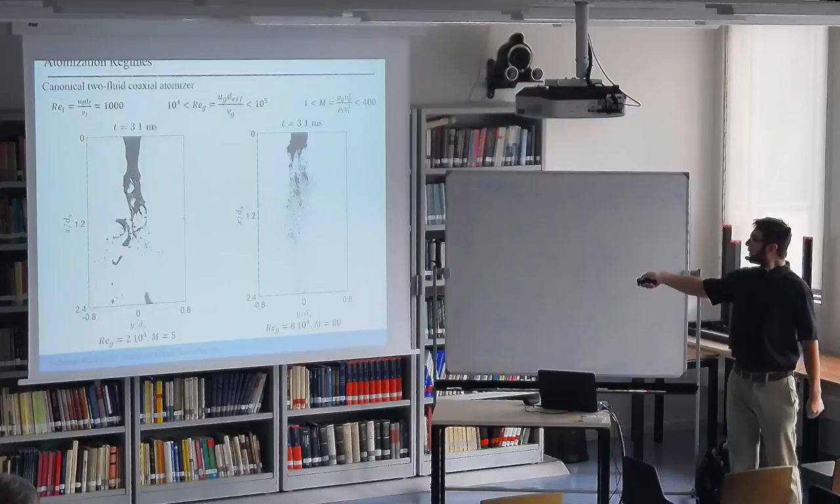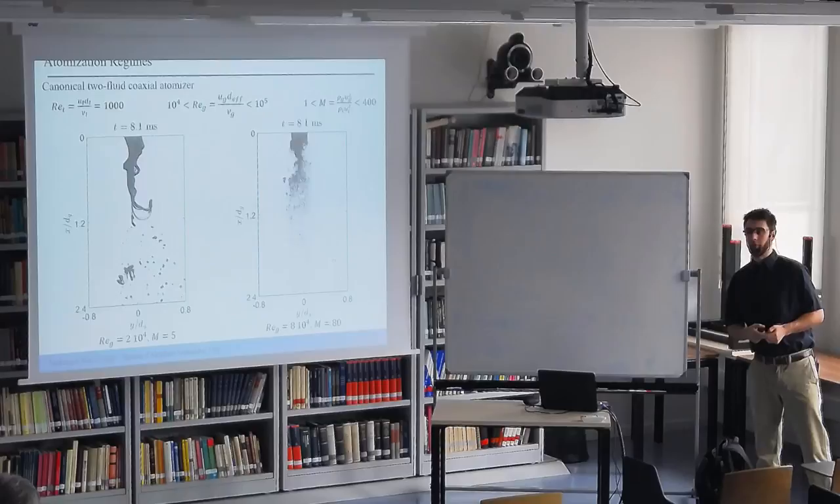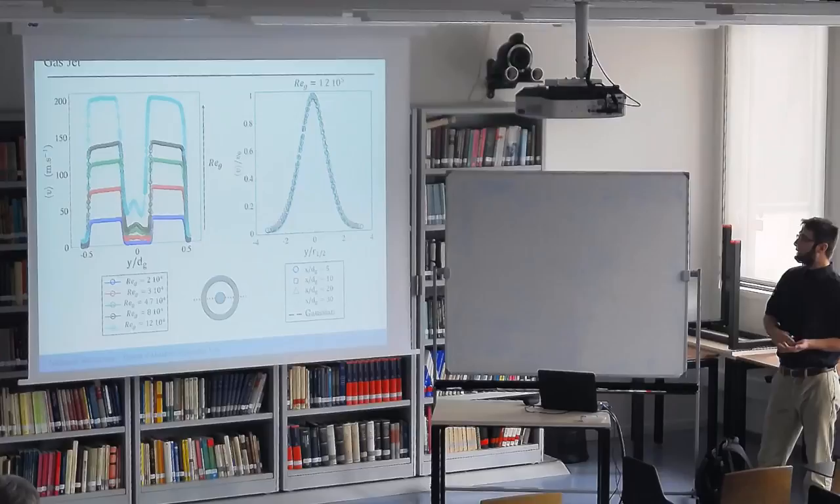And on the right, you can still see the flapping a little bit. It's harder to see because it's quicker. And you see that you produce a much finer spray with this fiber type regime. So very briefly, we've characterized the gas jet using hot wire anemometry, where we can measure the gas boundary layer.